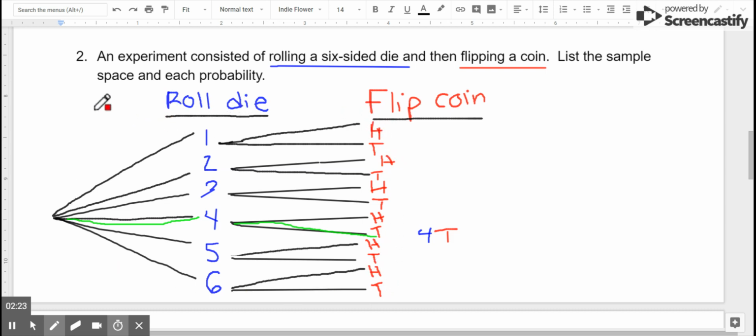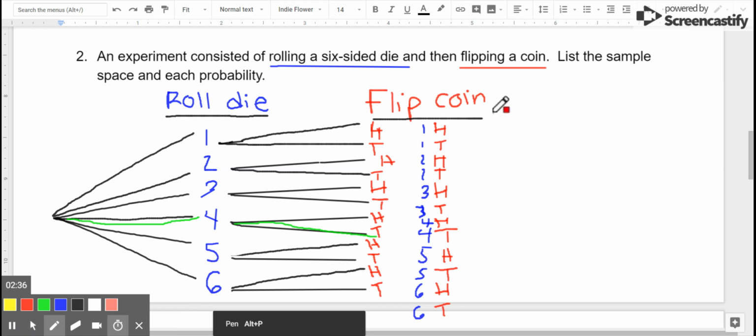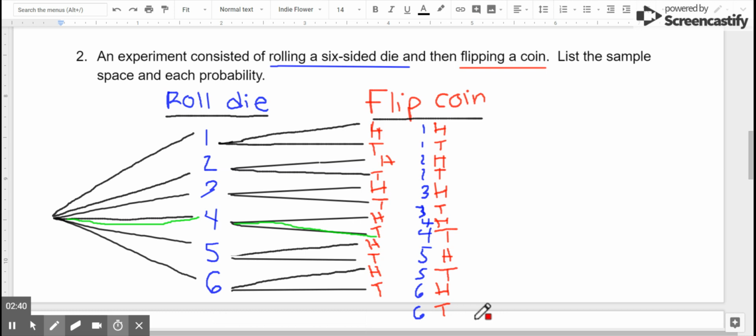All right, so this tree right here, this is one way to list my sample space. It is a visual representation of all the possible outcomes that could occur when I roll a die and then flip a coin. Another way that I could list a sample space is to just make a list. Here you can see another representation of the sample space for this compound event. We've listed the possibilities for rolling the dice and the possibilities for flipping a coin.